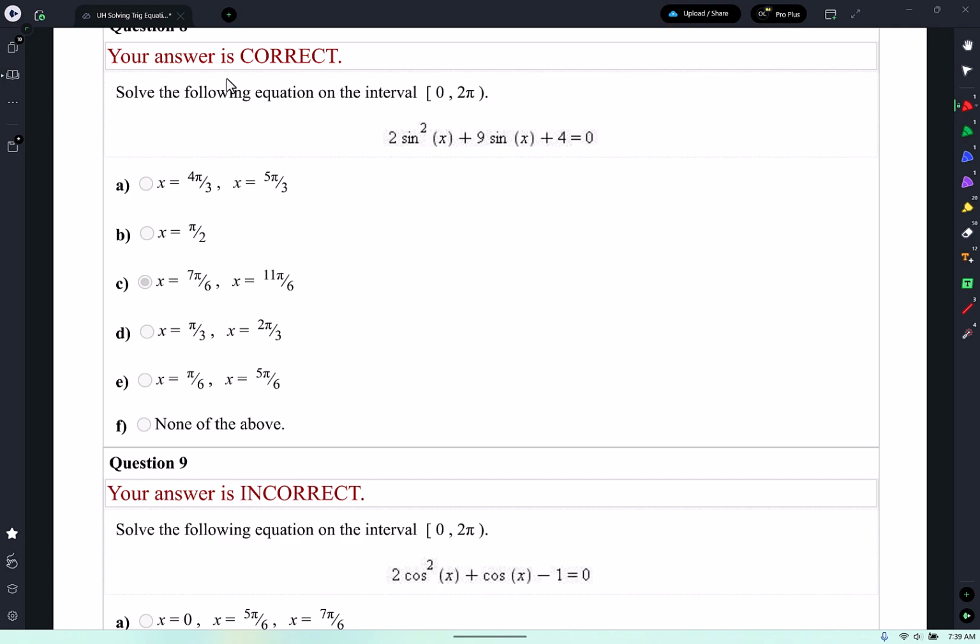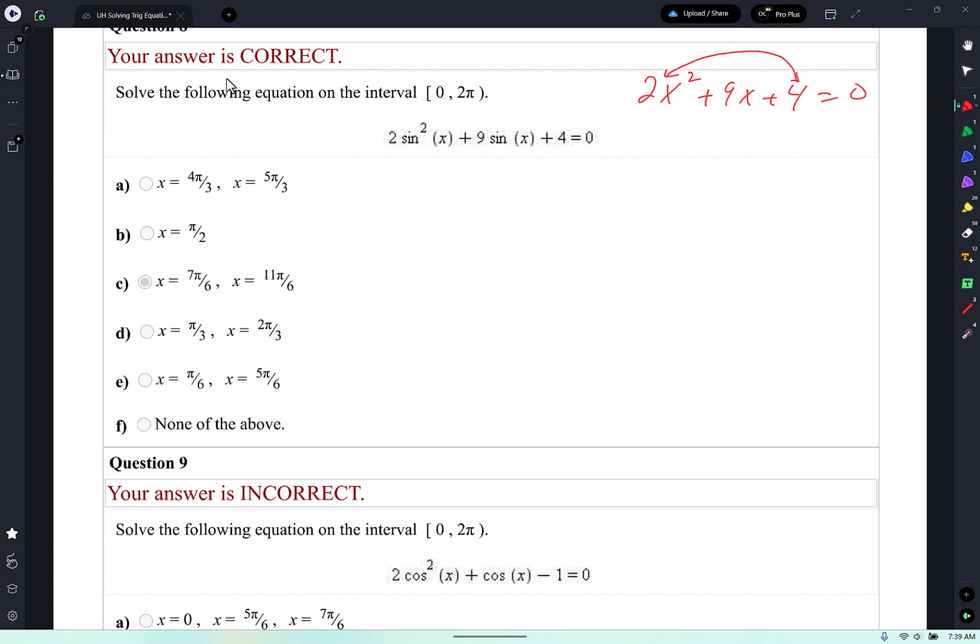All right, 2 sine squared plus 9 sine plus 4. So this is similar to when you were in algebra and you had 2x squared plus 9x plus 4 equals 0. There's so many ways to do this, guys. You can do guess and check. You can factor by grouping, AC method with combination factoring by grouping. So that's what I'm going to do.